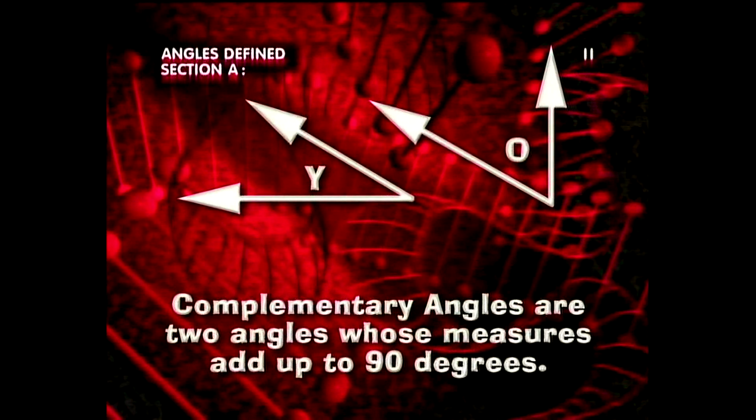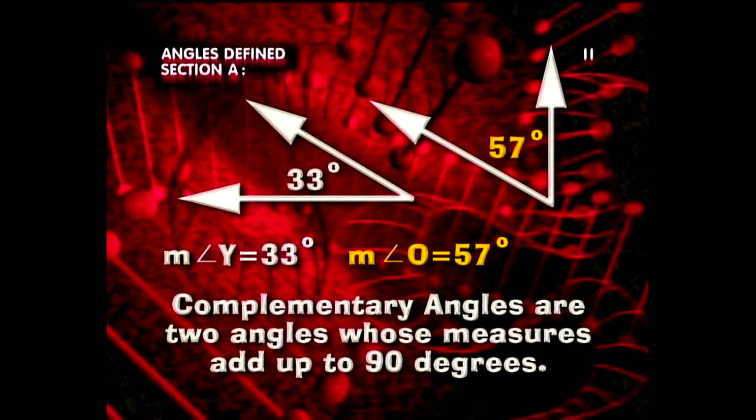Next, let's look at complementary angles. Complementary angles are 2 angles whose measures add up to 90 degrees, like angles Y and O here. The measure of angle Y is 33 degrees, and the measure of angle O is 57 degrees. If we add the measures of angle Y and angle O together, we get 90 degrees, the measure of a right angle. So angles Y and O are complementary.